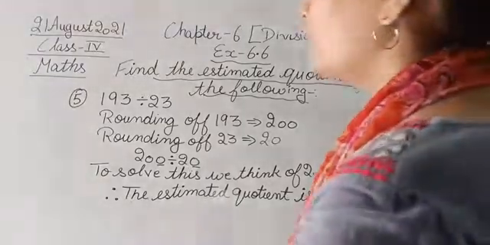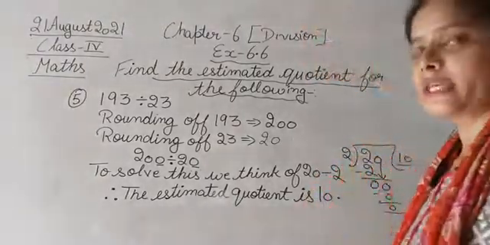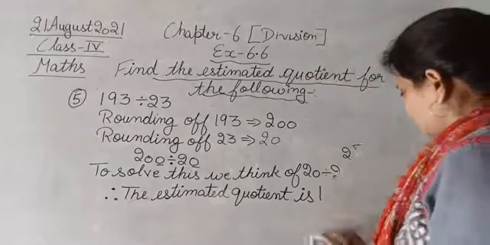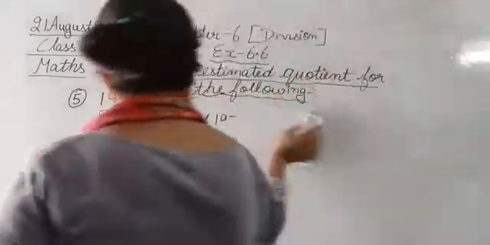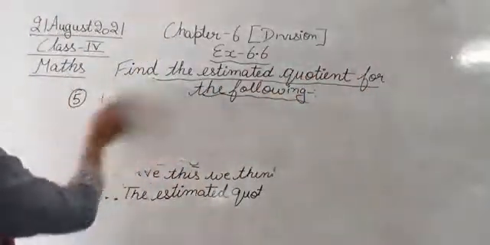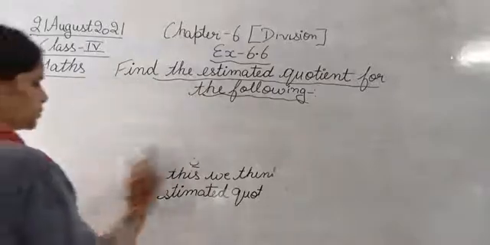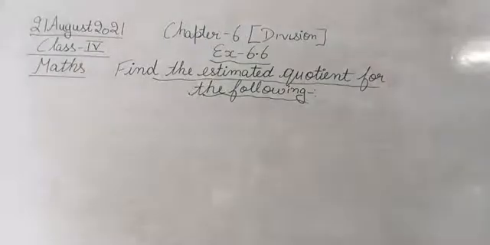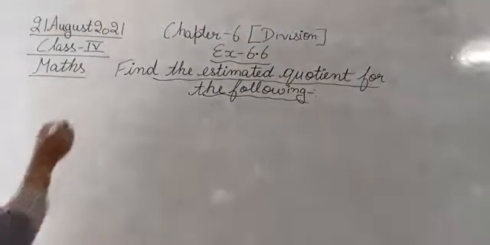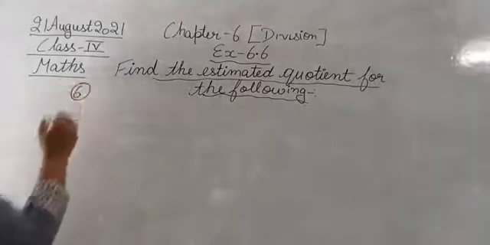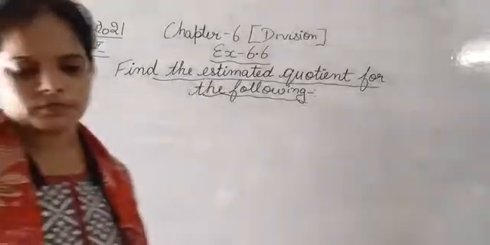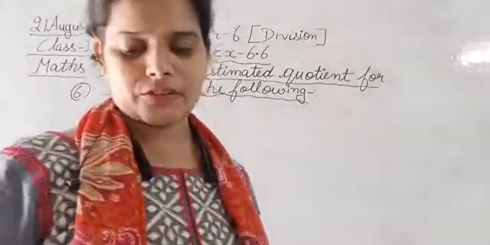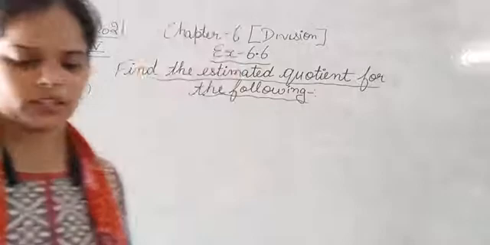Moving next to question number 6. Now we will move to the next question, that is question number 6. Question number 6 is 705 divided by 32.